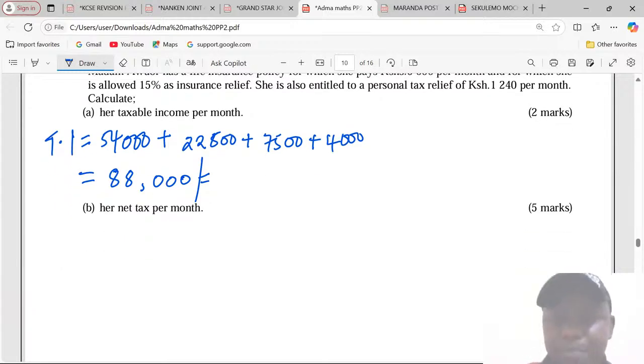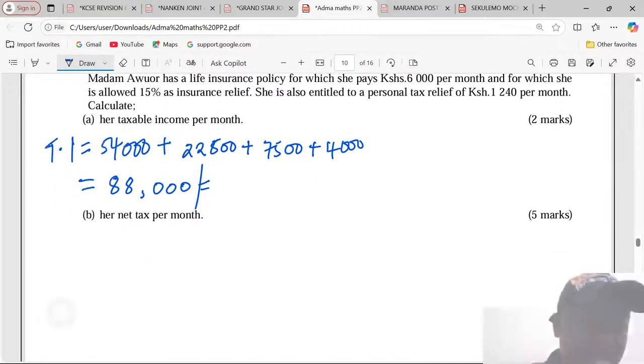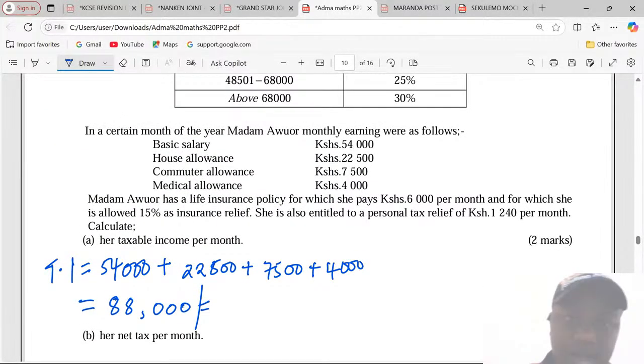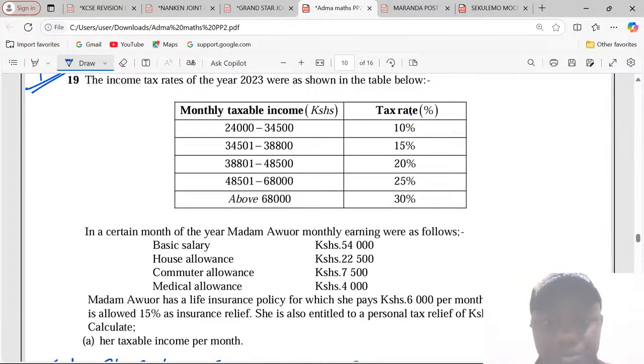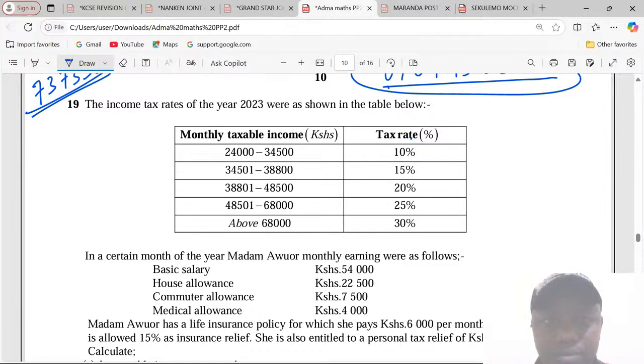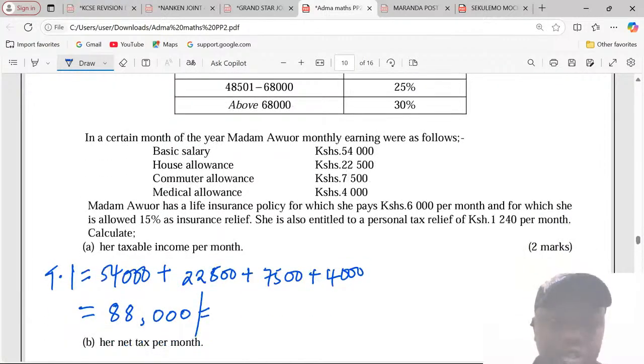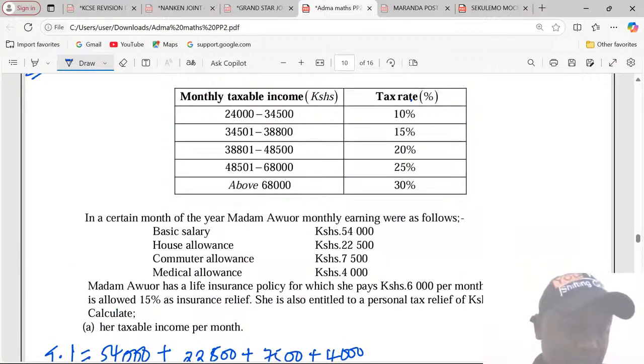Our net tax per month. Let's get, first of all, the gross tax. According to what we have here, we are going to tax up to the last bracket. We shall tax up to the last bracket.